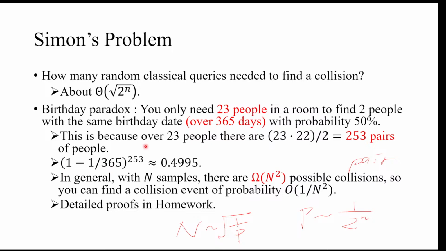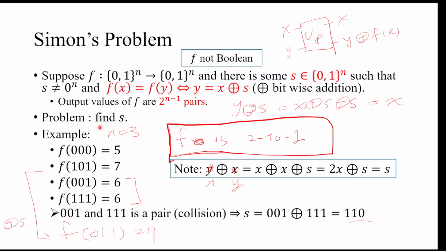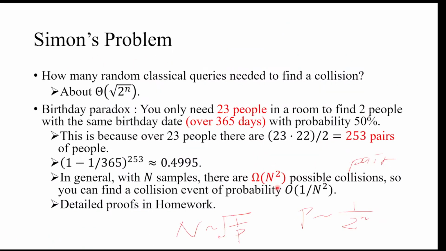And yeah, so you calculate the probability of all 253 pairs non-collision, then it's about 50%. Okay. And so in general, you take n random samples, and in this kind of thing you will get order n squared possible collisions, and so you can find a collision with probability about 1/n squared. Okay? And you can calculate the detailed things in your homework.